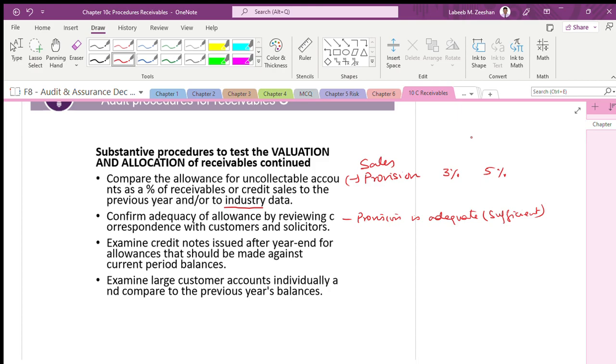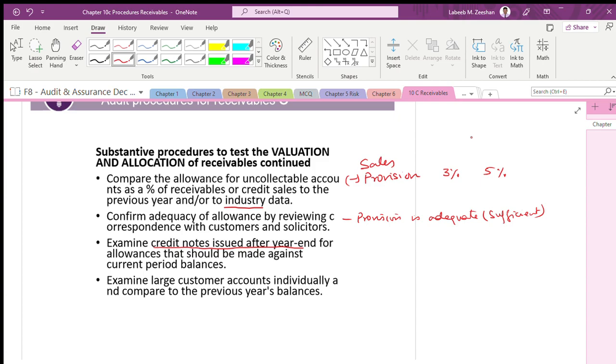Examine credit notes issued after the year end, for allowances that should be made against the current period. We are checking whether we are giving any credit advantage to the customers. Is it right? Definitely, for those customers who are highly rated, we will give them credit notes. That's where we have to see whether we have given any credit notes after the end of the year.